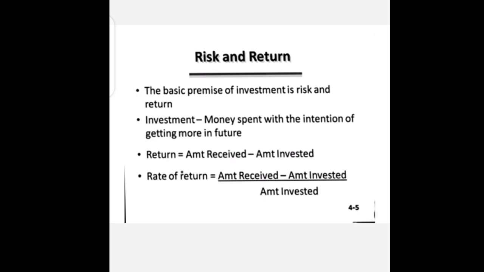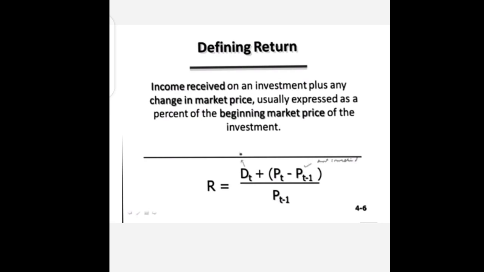So the basic premise of investment is risk and return. So you will make the investment, certainly there will be the risk. Investment is something that is money spent. So you will make the investment in order to get some returns in future. So what is the return? Return is amount received. We will subtract the amount invested, then we will come to the return. So if we want to find out the rate of return or the percentage of the return, then simply we will use the amount received minus amount invested divided by amount invested.